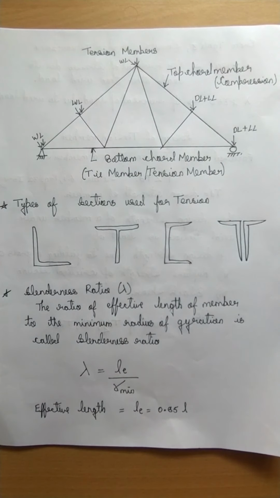The members which actually have a tensile force in it, or the members wherein the loads are causing it to extend, that is, in the tensile form. Let us take an example of this truss. This is a truss. So we have n number of members in it.